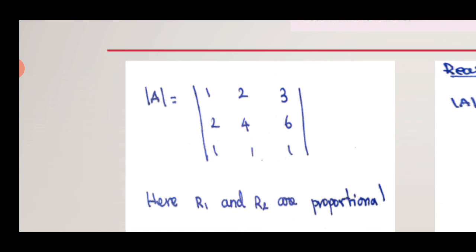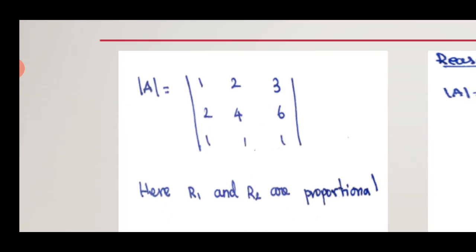Here you can say the first row and second row are proportional. You know why? The first row is 1, 2, 3. When I multiply any number with this row, if I'm able to get another row, then we can say the two rows are proportional. I repeat again, when you multiply any number with the first row or any other row, if you are able to get any other row in the same determinant, then those rows are called proportional.